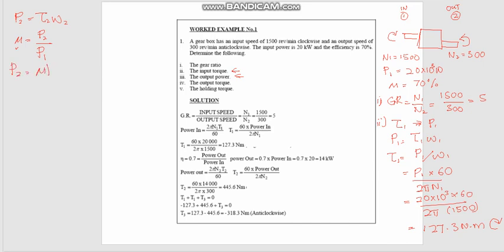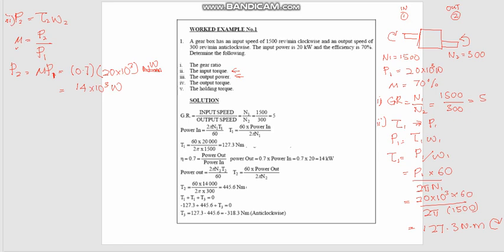So I can calculate P2 equals nu times P1. That equals 0.7, 70%, times P1, which is 20 times 10 to the power of 3. If you calculate this, it equals 14 kilowatts, 14 times 10 to the power of 3 watts. Right?